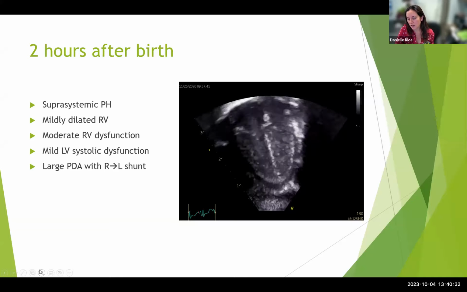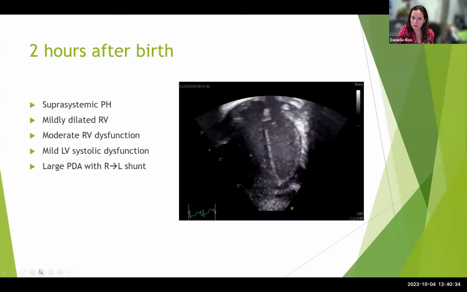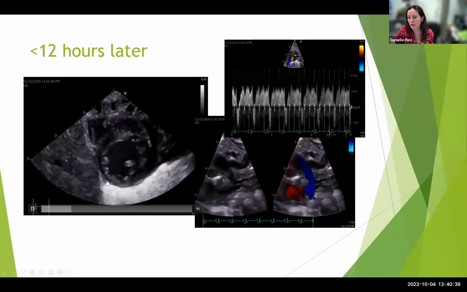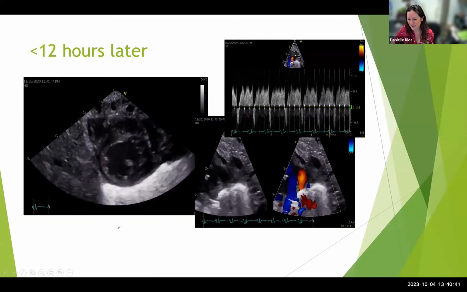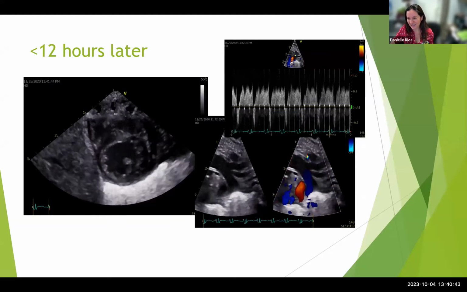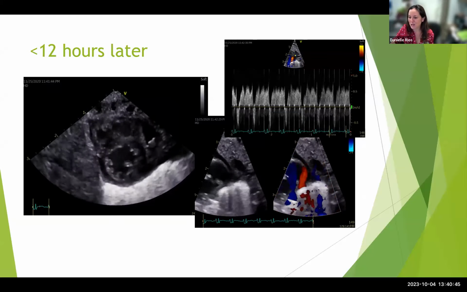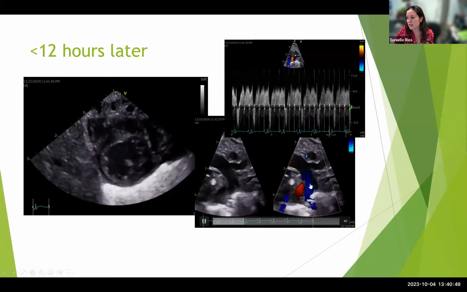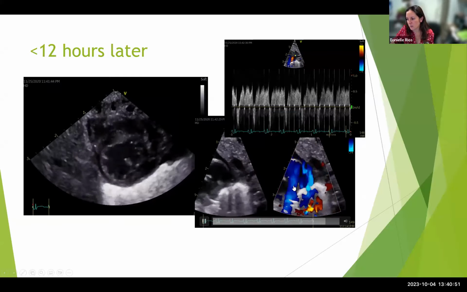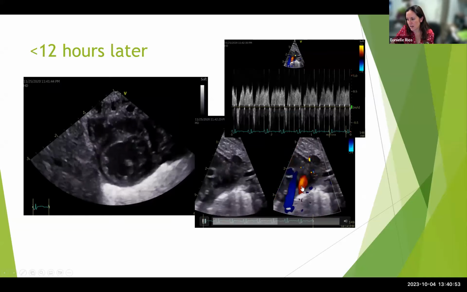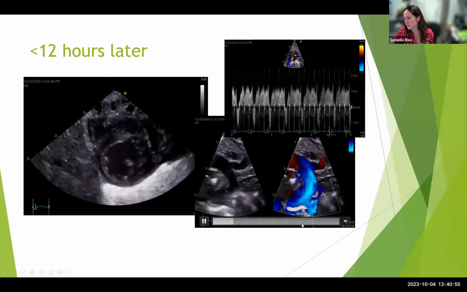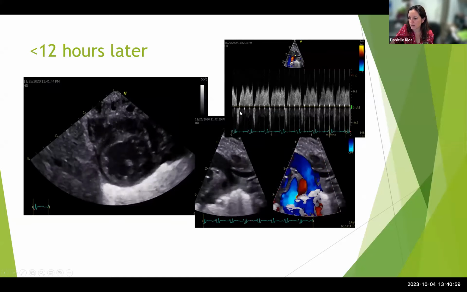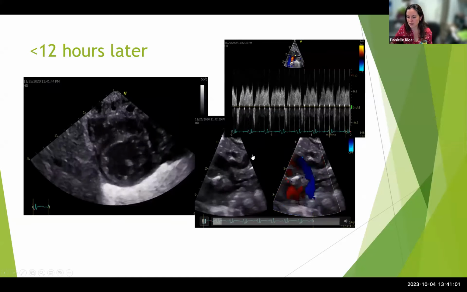So we got an echo again less than 12 hours later, and this is what we actually saw. So you can see the septum, and again, qualitative assessment is not reliable, but it looks rounder. But here you can see the arch, the LPA, and the duct, and now, you can't miss that duct because it's mostly red. You can see that it's a little bit bidirectional, so it's mostly left to right at this point.